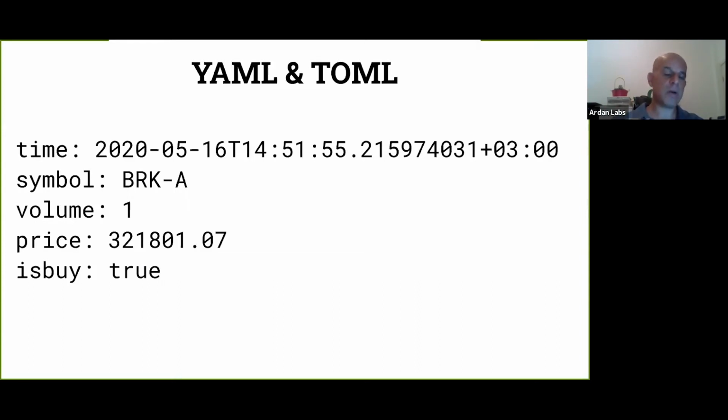And what is really common in the world of configuration is YAML and TOML. These are two formats which are also textual. They are highly human readable. They have more types than JSON, and they do support comments. So you can use them there.